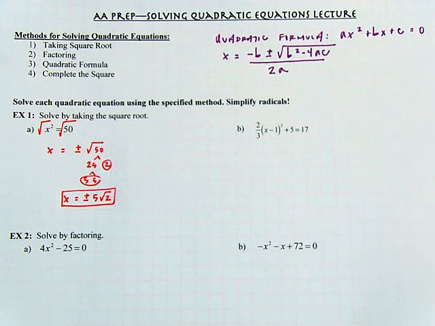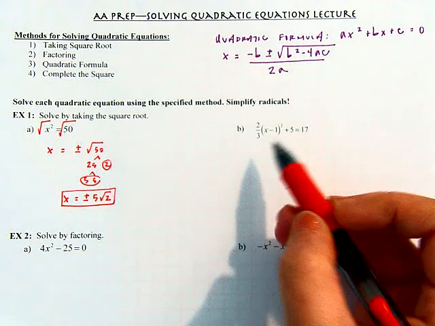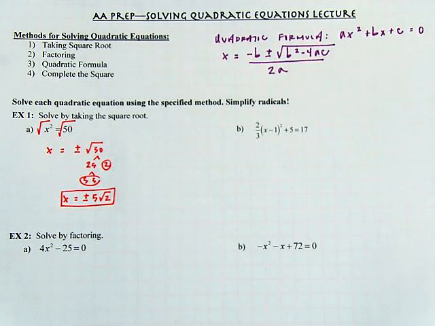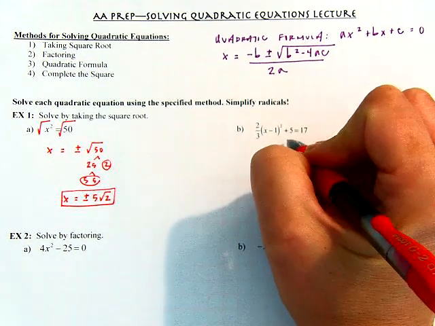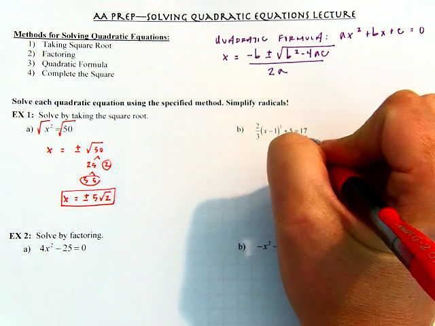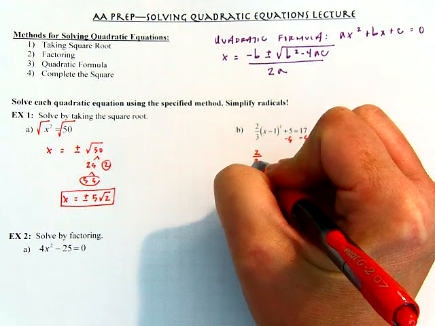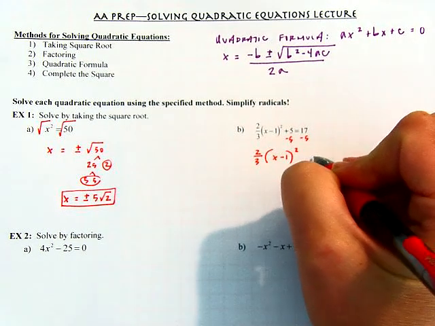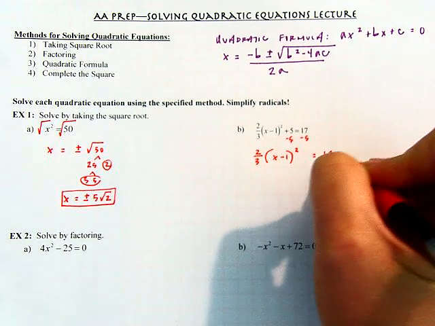All right, for b here, I'm saying again, solve by taking the square root. So I'm trying to get this quadratic part right here all by itself. So the first thing that I have to do is I need to take away 5 from each side. So now I have 2/3 times x minus 1 squared is equal to 12.